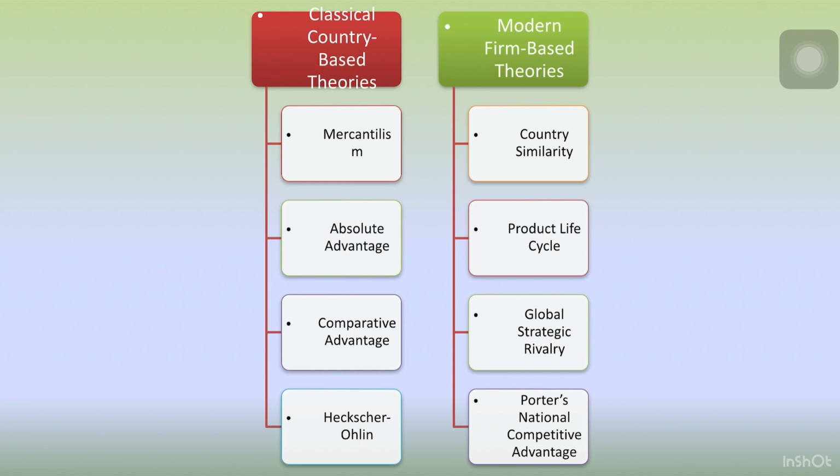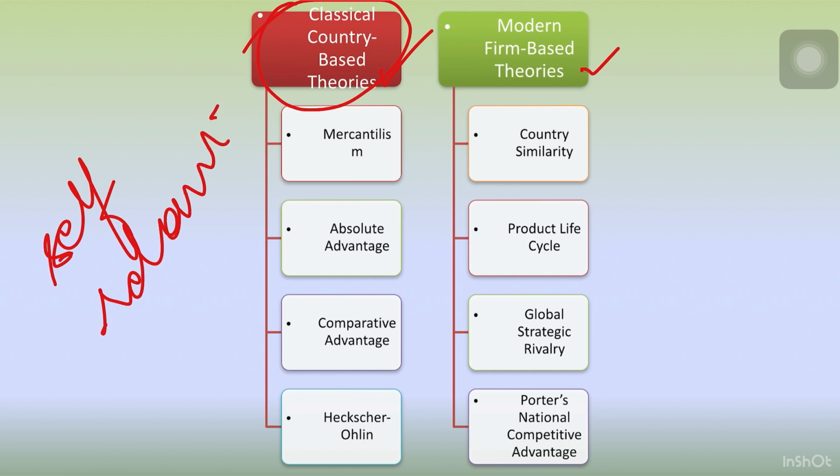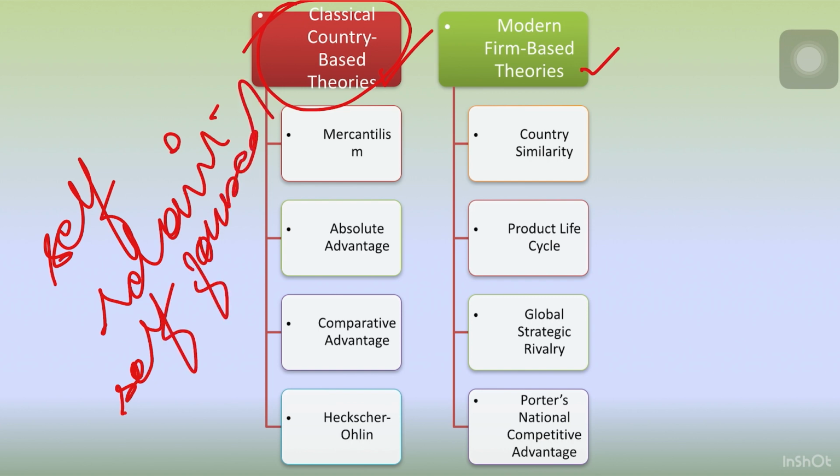There are basically two categories. First is the classical country-based theories and second one is the modern firm-based theory. Now the difference between the two is, first, the classicals always focused on countries, right? They said that countries should become self-reliant and countries should think about themselves only, right? Self-focused. The classicals believe the country should be self-focused and they should focus on their own country only, right?